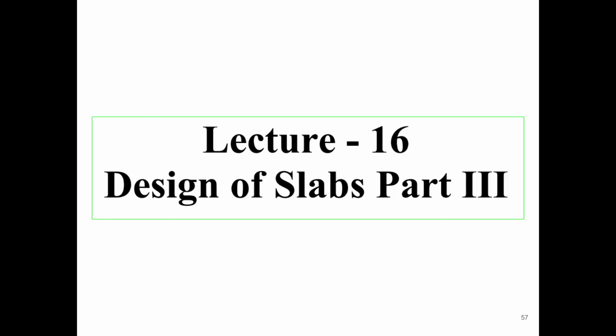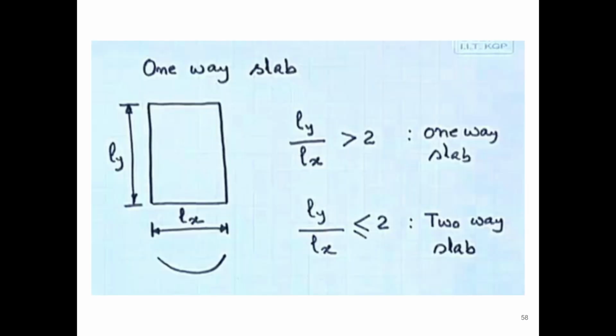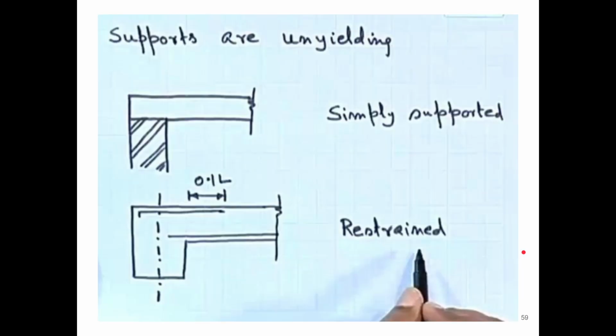So now, design of slabs. We have understood some conditions required, the prerequisites for understanding the design, and we have also understood how to design a one way slab. So we have to continue this way only. As we know, for one way slab ly by lx value is greater than 2, and ly by lx value is less than or equal to 2 for two way slab.